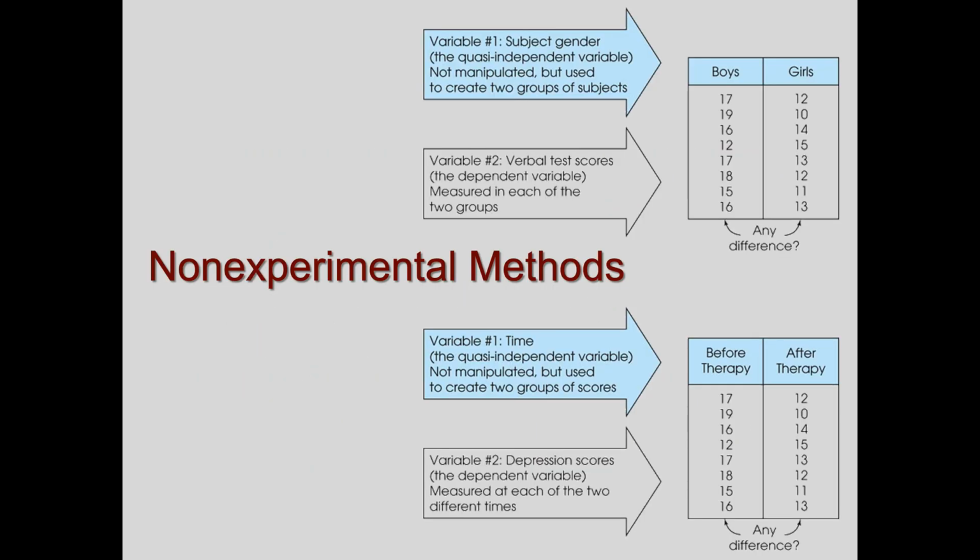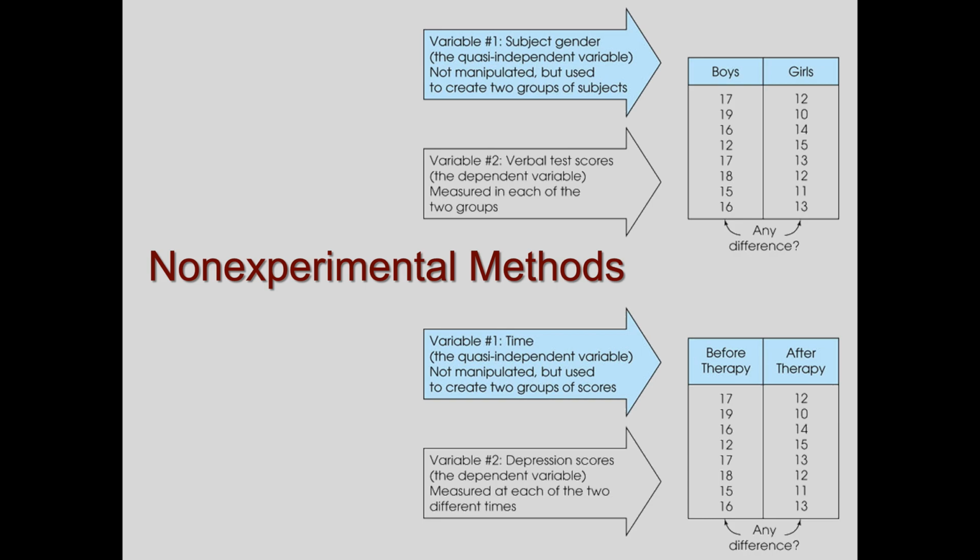Okay, so let's look at this chart about non-experimental methods. Variable 1, the subject gender, the quasi-independent variable, not manipulated but used to create two groups, boys and girls. Okay, and then the verbal test scores that are measured in each of the two groups. So this is non-experimental because the independent variable or quasi-independent variable is boys and girls. It's not something that can be manipulated.